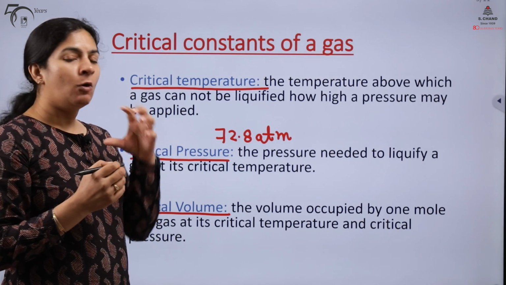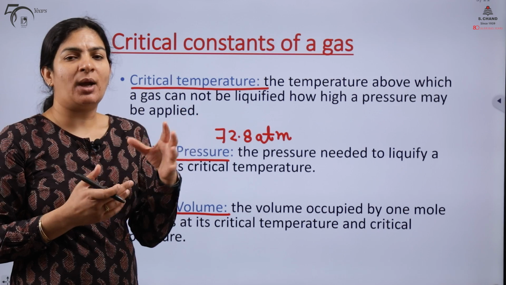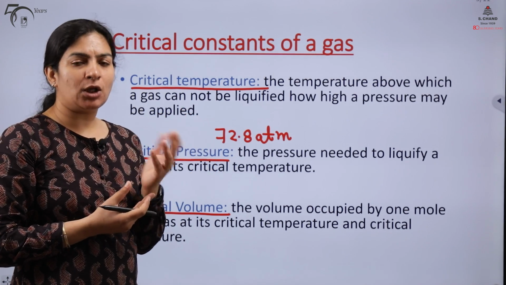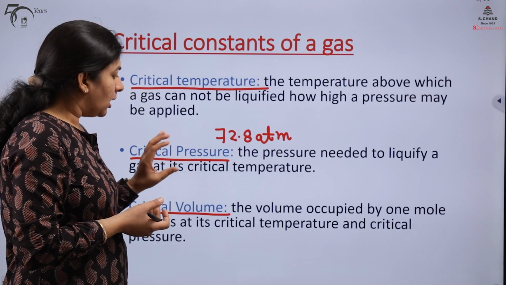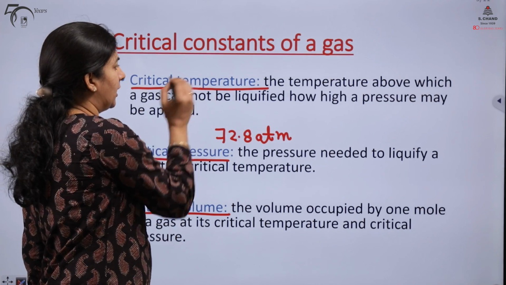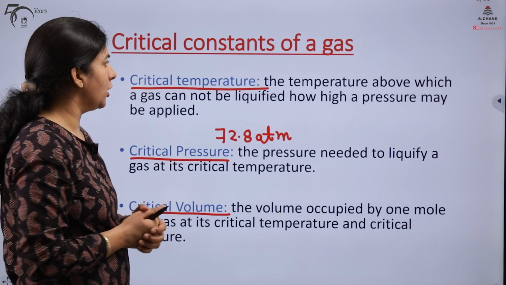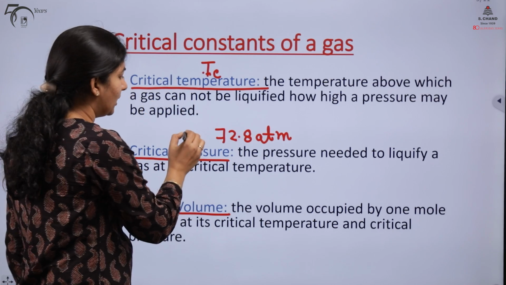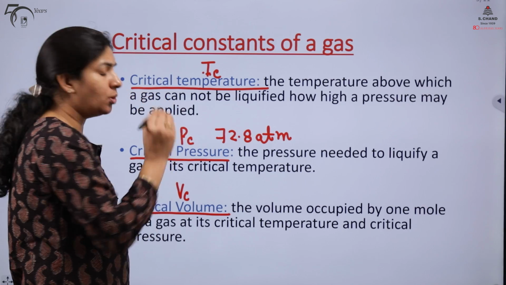As we know, volume is related to temperature and pressure via the gas equation, right. So, it is decided by the temperature and pressure what volume a gas will have. So, the volume that 1 mole of a gas will occupy at its critical temperature and critical pressure is known as critical volume. Critical temperature is denoted by Tc, critical pressure is denoted by Pc, and critical volume is denoted by Vc.